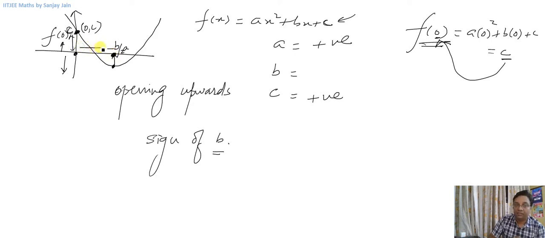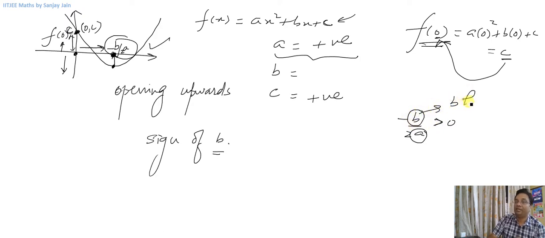And what is this value in this case? Is it positive or negative? So this point is on the positive side of x-axis. So minus b by 2a in this graph is greater than 0. And you know that a is positive. So for minus b to be greater than 0, b has to be negative. So b has to be negative to satisfy this inequality. So b is negative in this graph.